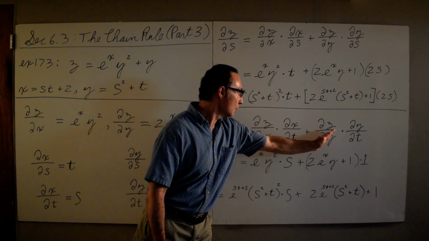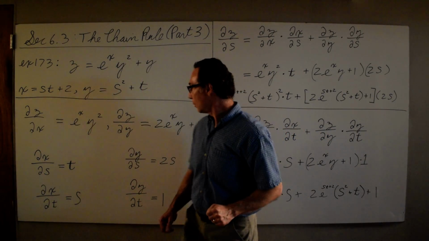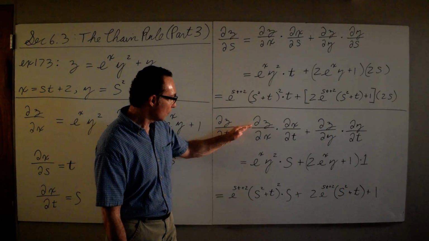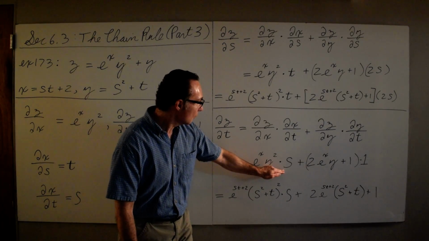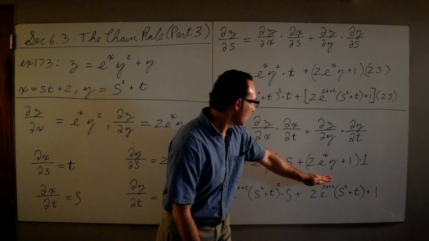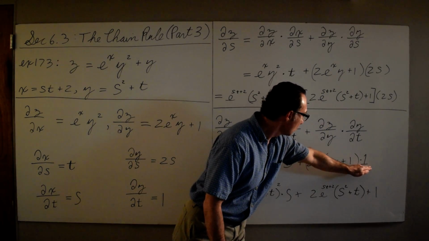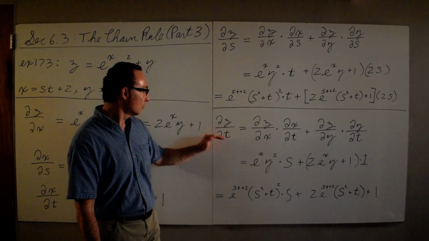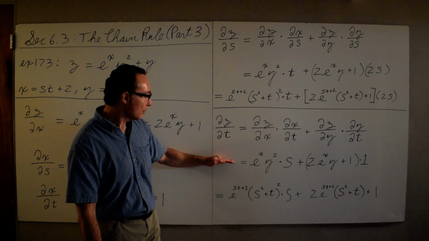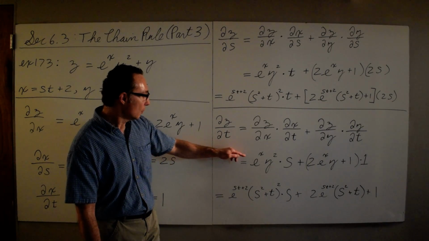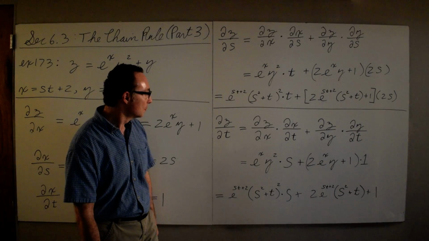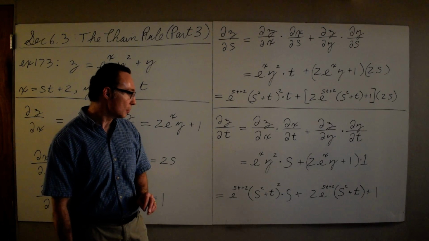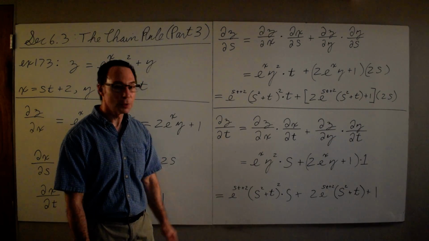So these four terms that we're using, we've already calculated on this board here. We know what the partial derivative of z with respect to x is, the partial derivative of x with respect to t, the partial derivative of z with respect to y, and the partial derivative of y with respect to t. And so we substitute. Okay, and so this is what we have. And now on the next step, we substitute. x is st plus 2, y is s squared plus t, so we substitute those values for x and y respectively, and then we have terms in terms of only s and t.